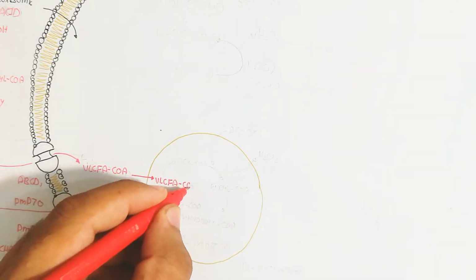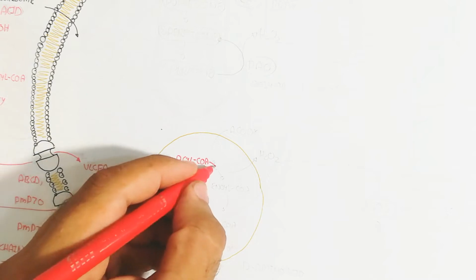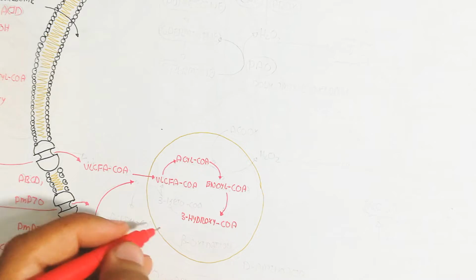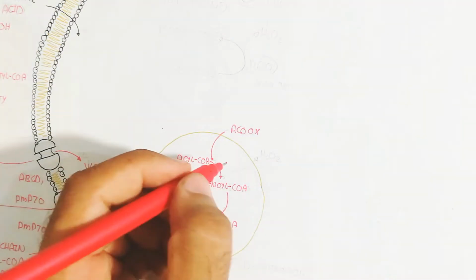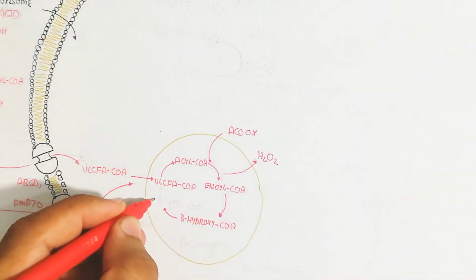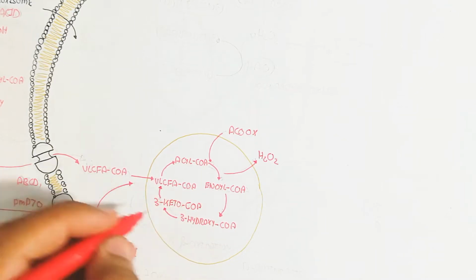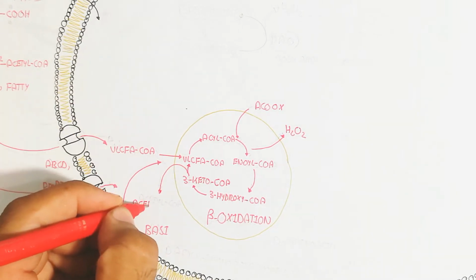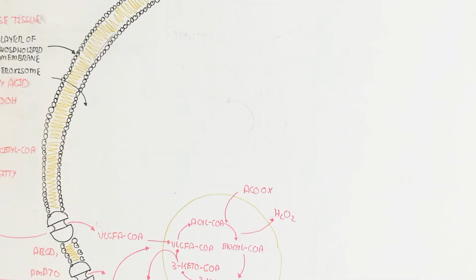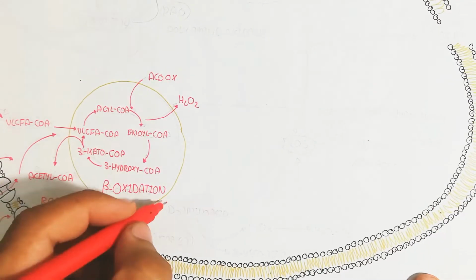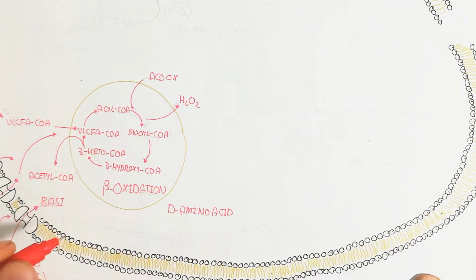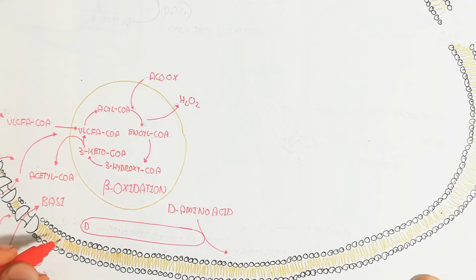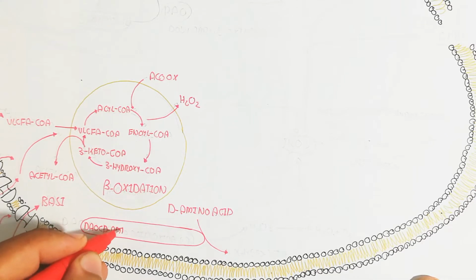So this is the VLCFA-CoA, which will enter, and the VLCFA-CoA will be converted into acyl-CoA, and the acyl-CoA with the acyl-CoA oxidase enzyme will produce hydrogen peroxide and enoyl-CoA. The 3-hydroxy-CoA will be converted into 3-keto-CoA, and it can be separated into acetyl-CoA, and the VLCFA-CoA will again be recycled. This acetyl-CoA will be used for the Krebs cycle.